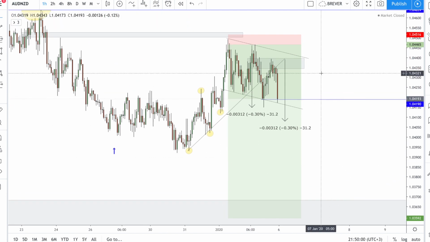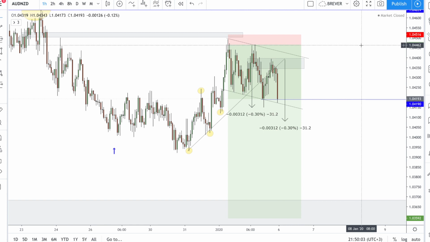So yeah, I hope this analysis will help you out to understand how to do the multi-time frame analysis, coming from the weekly, going to the daily, systematically going to the H4, then the H1.